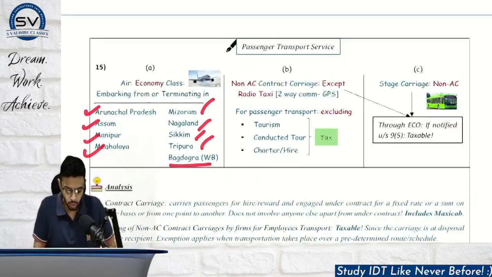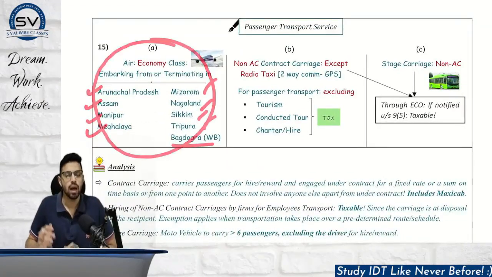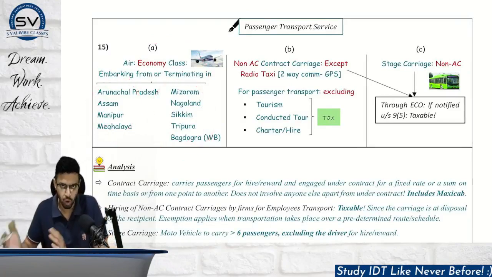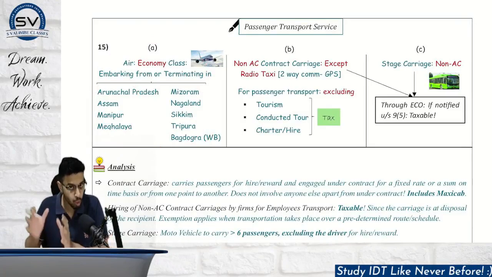Okay, so here the only point you need to take care of is economy class and one of the airports involved, basically departing from or arriving at these airports. Both is not necessary, one is necessary. So it can be, let's say, a Delhi to Assam flight. Yes, GST will be exempt. The next time you travel to these states, ensure you are observing this point of GST.